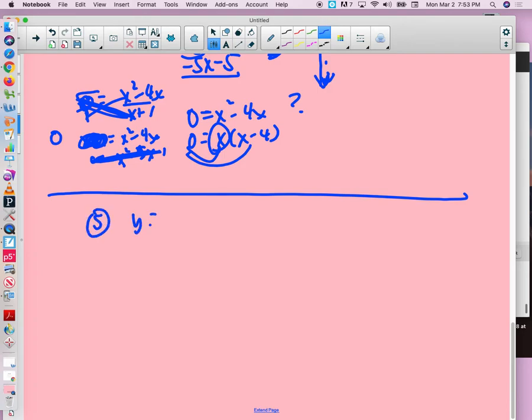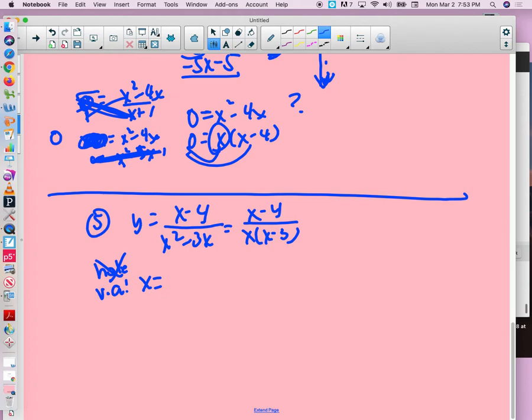Number 5 is y is equal to x minus 4 over x squared minus 3x, which gives me x minus 4 over x times x minus 3. So there's no hole in the graph because my zeros are all different. Vertical asymptote at x equals 0 and at x equals 3, what makes the bottom 0. And these don't make the top 0. So x equals 0 and x equals 3.